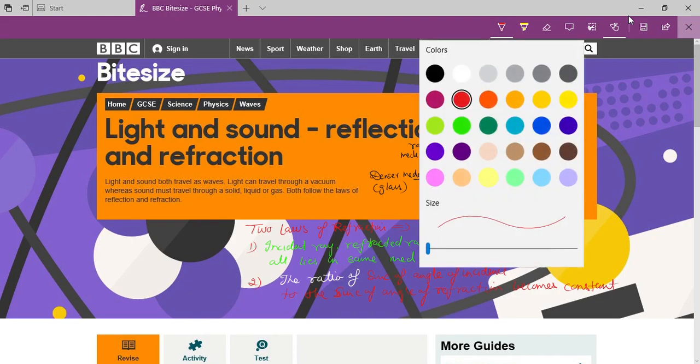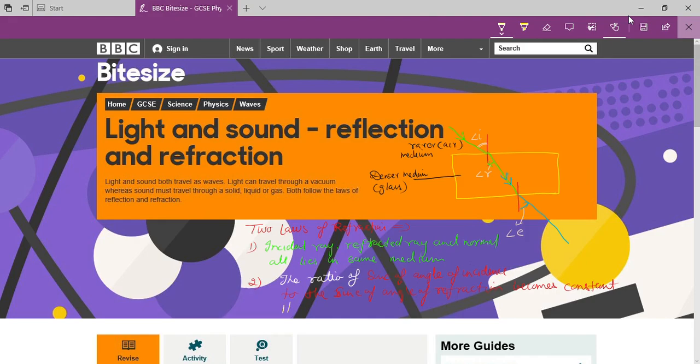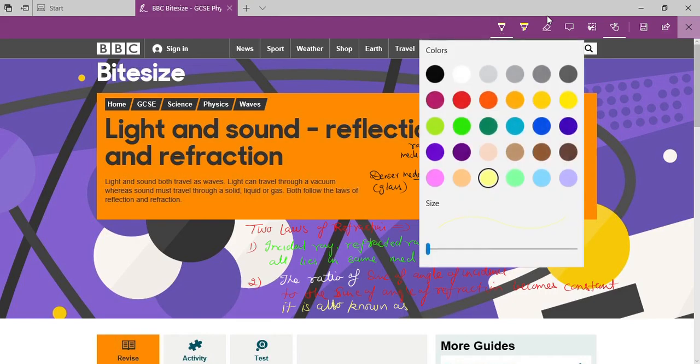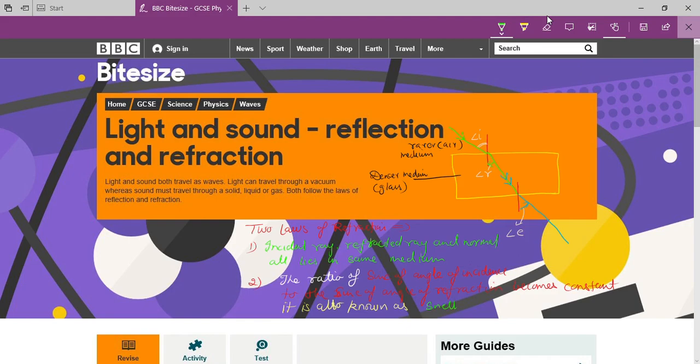This law is also known as what? This law is also known as Snell's law. It is very, very important, beta, the second one. So according to Snell's law, what does it mean? Sine of angle of incidence upon sine of angle of refraction is equal to a constant. So you can write sine I upon sine R equals constant. Understand?